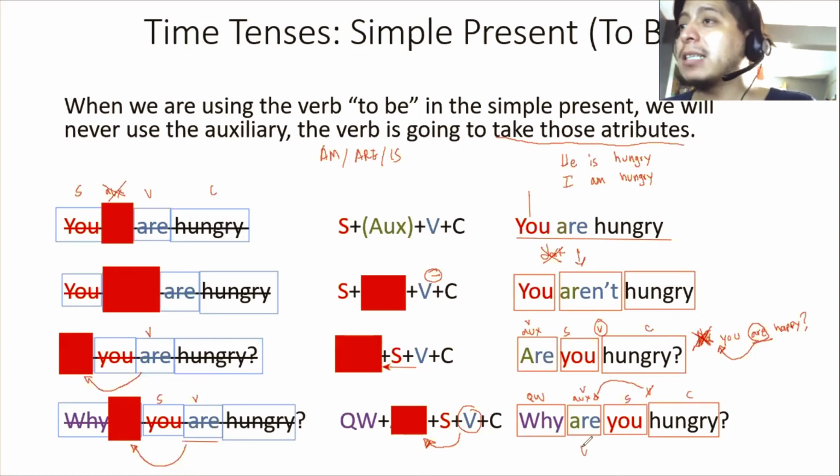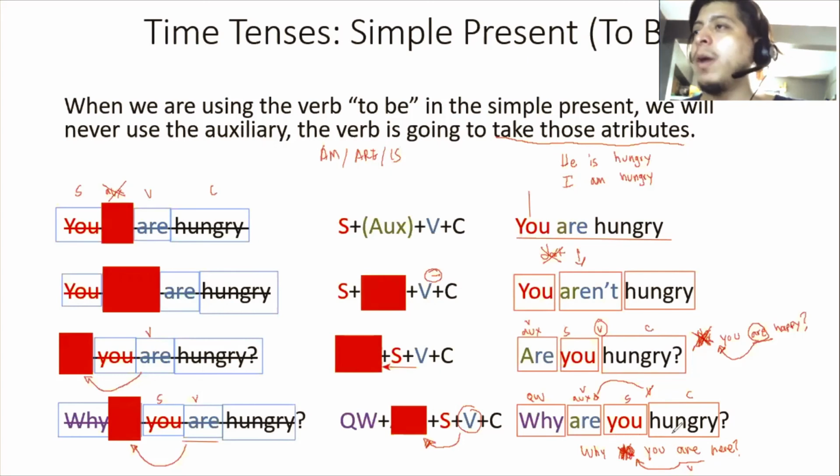You never ask, why do you are here? You never ask this question. When you're using the verb to be, you never, ever, ever use the auxiliary do or does. What do you need to do? The verb is going to take the attributes of the auxiliary. And you say, why are you hungry? Or why are you here? This is the problem with the simple present. Okay? The simple present has multiple problems.